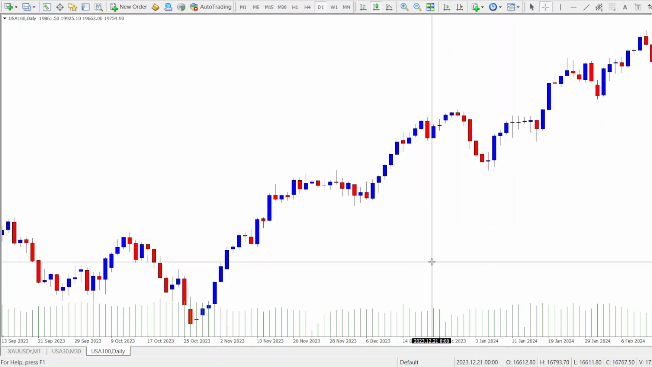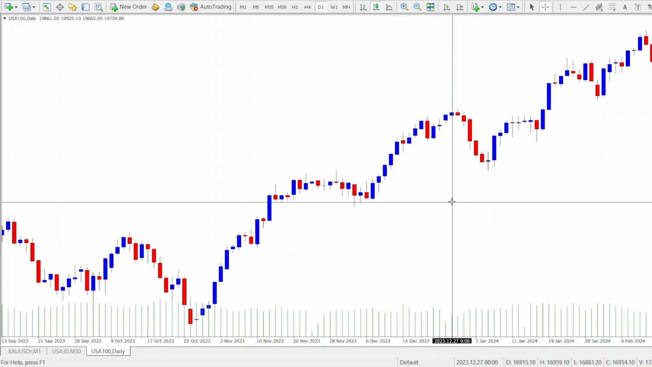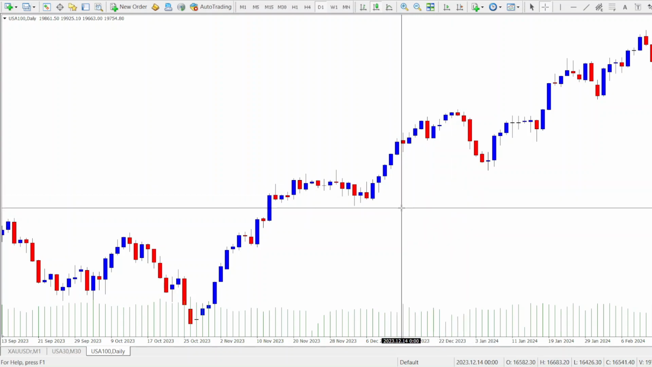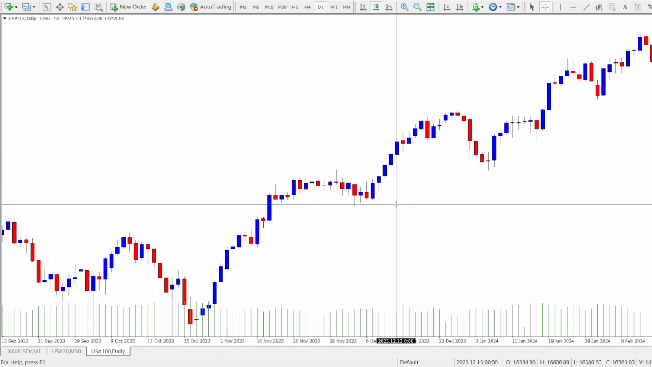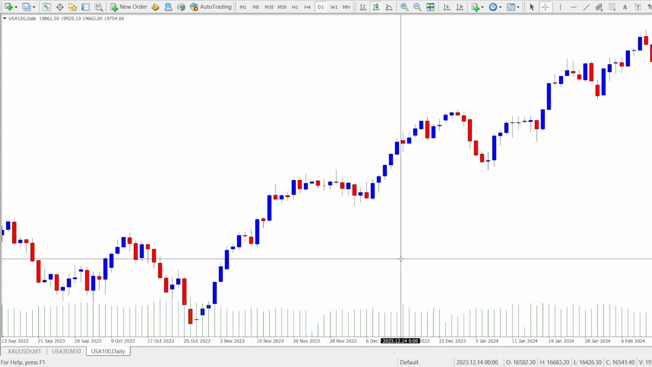But the dragonfly doji specifically has the body at the top, and it represents a bearish end. It shows that a bearish move is about to end and a bullish move is about to start. And the last that we had on our list, being the Gravestone Doji, shows that a bullish move is about to end and a bearish move is about to start.